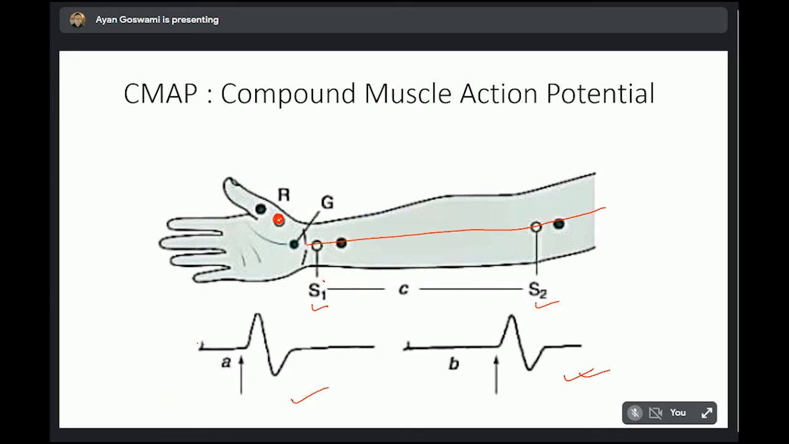So this is the point of stimulus in case of stimulation at the wrist. The latent period is A. So this much is the latent period. After that, we are getting the voltage change, right? And here the latent period is this.